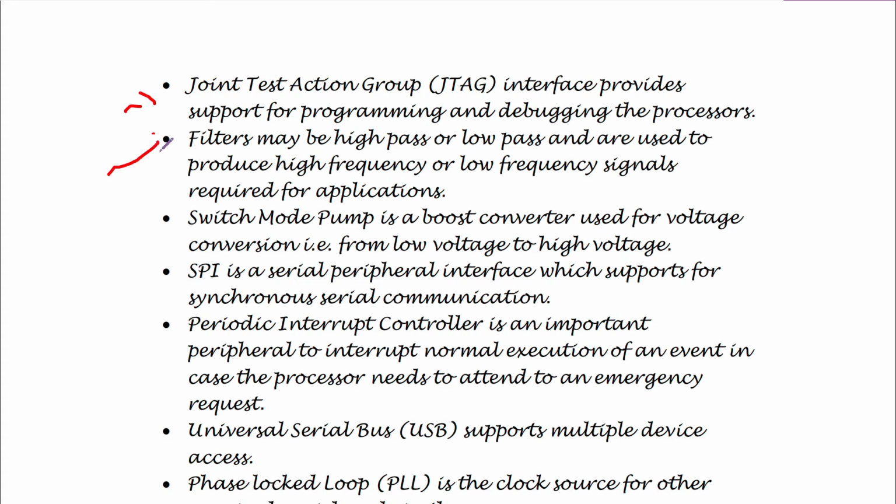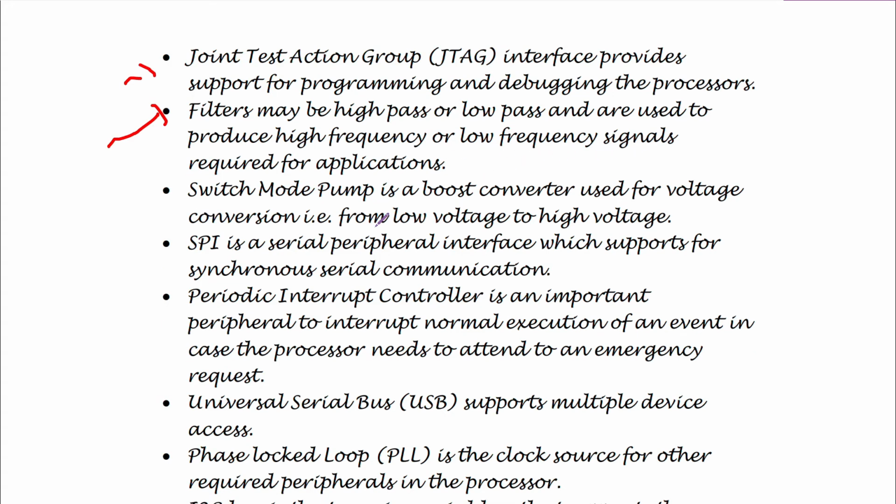Filters may be available in your embedded system, and they can be either high pass or low pass, and accordingly they will be filtering the high frequencies or the low frequency signals respectively as and when required for the applications. Switch mode pump is a boost converter used for voltage conversion, that is from low voltage to high voltage.